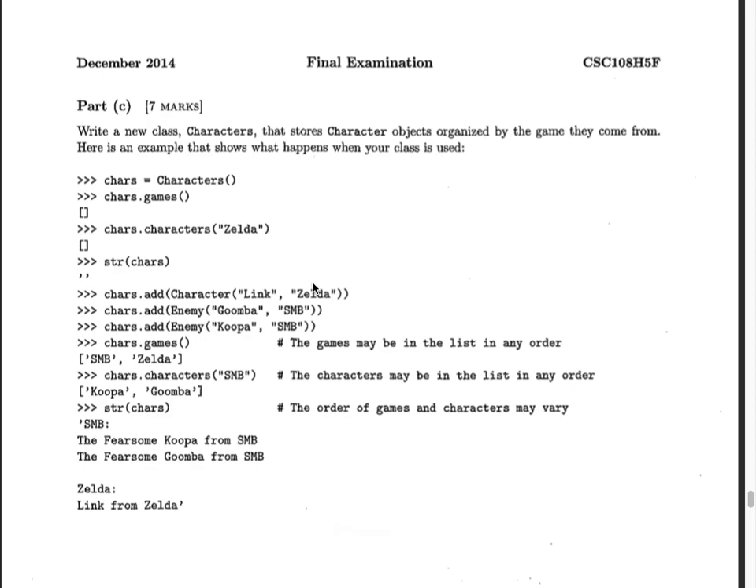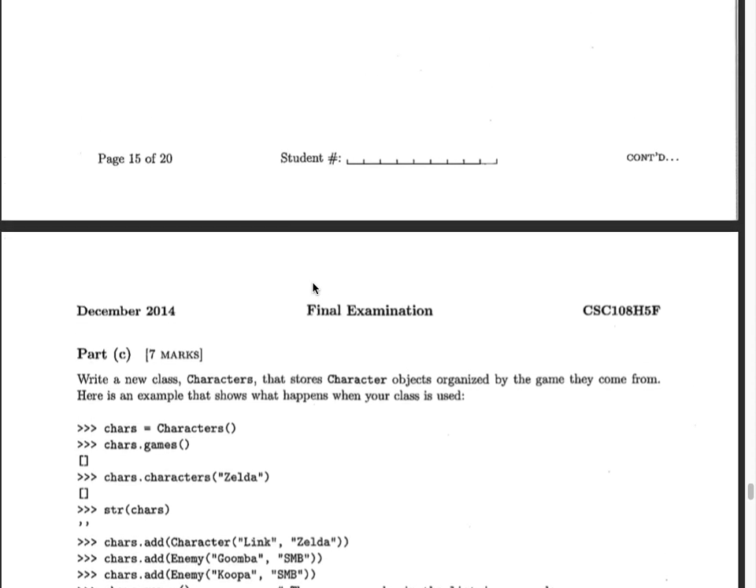Write a new class Characters that stores character objects organized by the game they came from. Oh, that's not bad. Okay. Well, what do you mean organized by the game they came from? Games are Super Mario Brothers and Zelda. The characters of Super Mario Brothers are Koopa and Goomba. So can there not be a character that exists in two different games? Like, what happens if I put Mario Tennis into here?